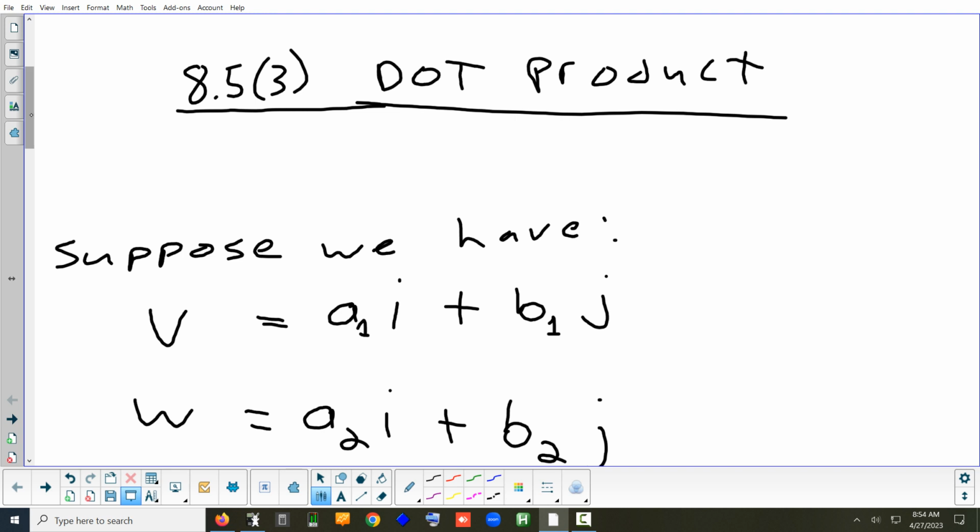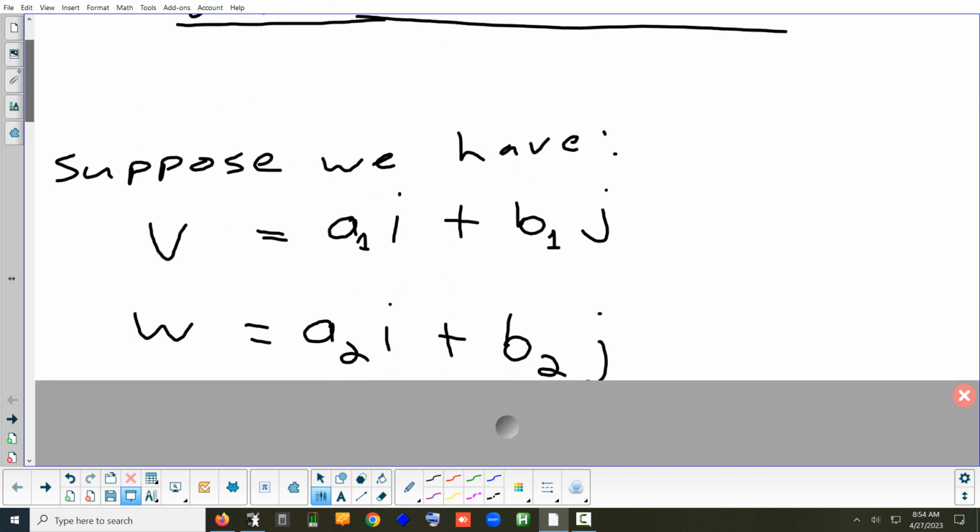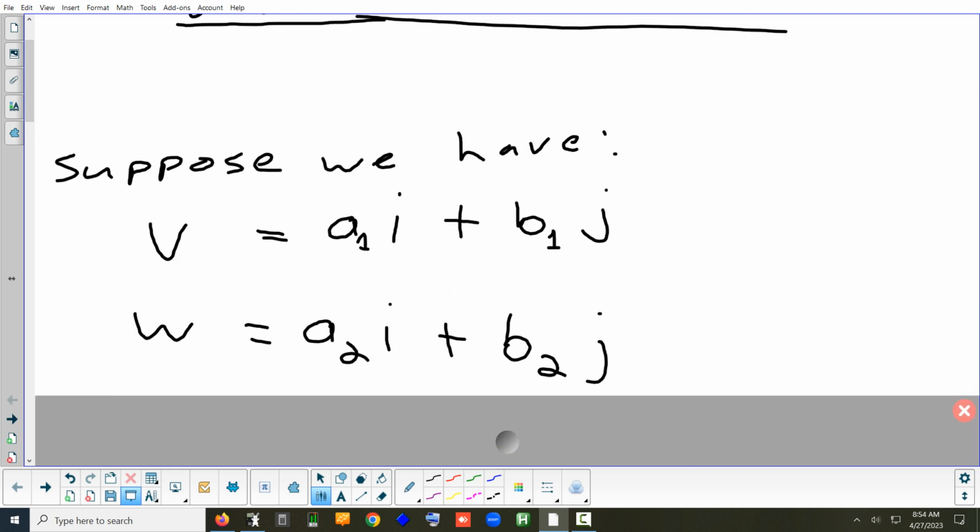All right, so let's look at how we do a dot product. Well, to do a dot product, the first thing is you need to have two vectors. Each vector is going to have its own horizontal component and vertical component. I'm calling the horizontal component of vector v a1. Again, that would be an actual number. And the horizontal component of vector w, a2. The vertical component of vector v, I'm calling b1. And the vertical component for vector w, I'm calling b2.